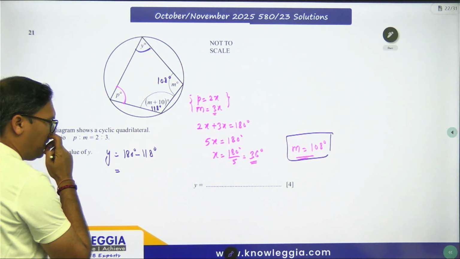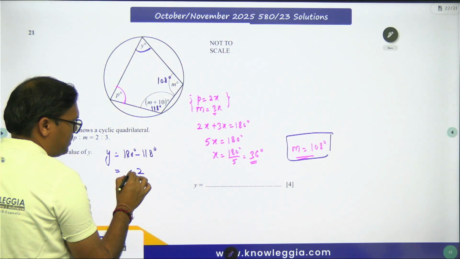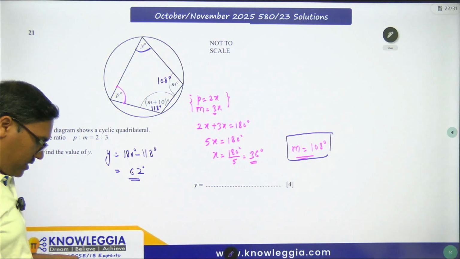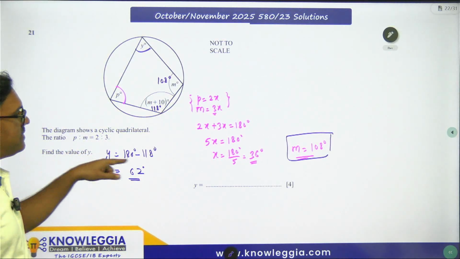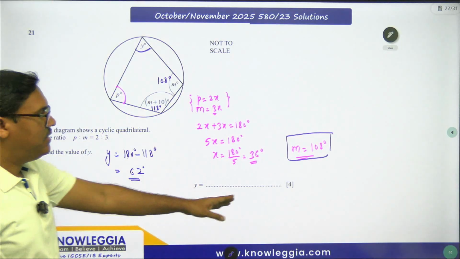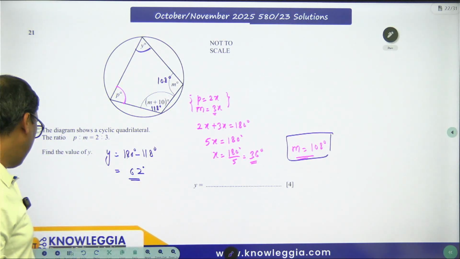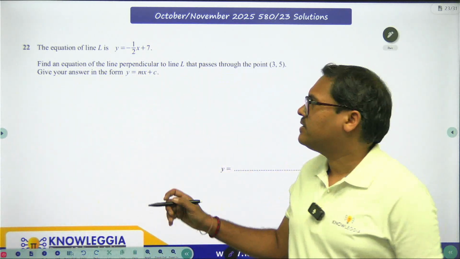So this is equal to 2, and this is 7 minus 1, which is 62 degrees. So let's check the answer. Y is equal to 62 degrees. That is the correct answer for this. I hope this is clear. The ratios of the angles are given. You just apply the ratio property, get the value of m, and add the angles to 180 degrees. Next question. Again, a very standard question.